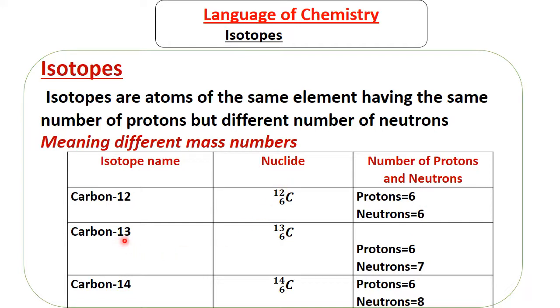Then we also have carbon 13. Again, the mass numbers are different. This one is 13 and the proton number is 6. So number of protons is 6 and number of neutrons is 7. Carbon 14, this is its nuclide notation. Again, it has 6 protons and the number of neutrons, we just do 14 minus 6, which is 8. So these are isotopes. Same proton number, different mass numbers.